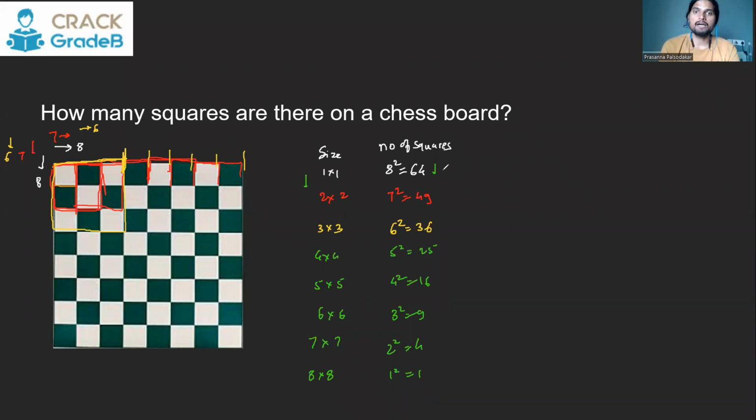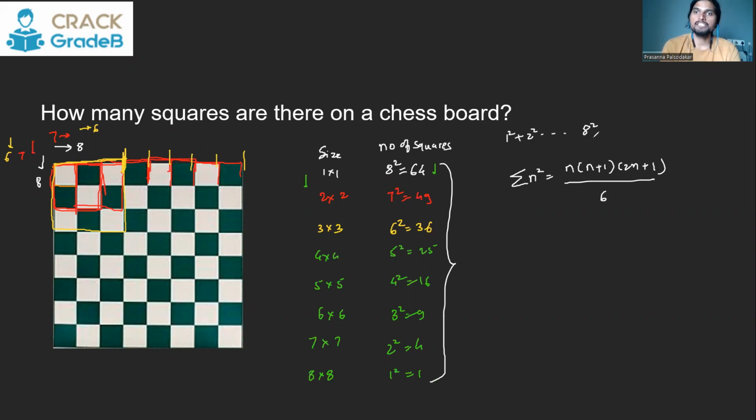So all you have to do is now add these all. You must be knowing the sum of squares of n natural numbers is given as n into n plus 1 into 2n plus 1 upon 6. Basically, if you want the sum of 1 square plus 2 square up to 8 square, you just have to put the value of n as 8 here, and we'll get our answer. The answer will come up to be 204.